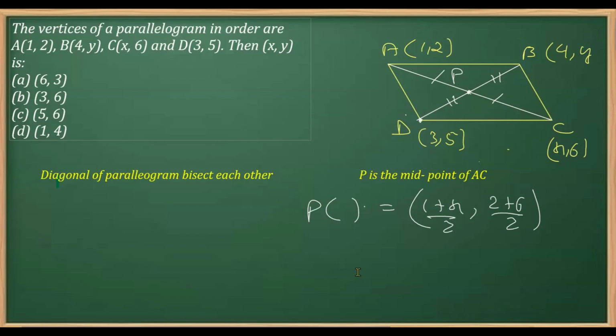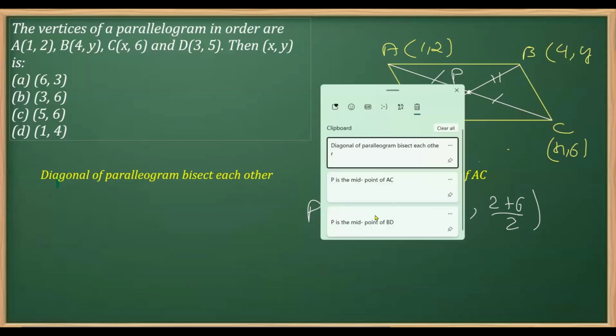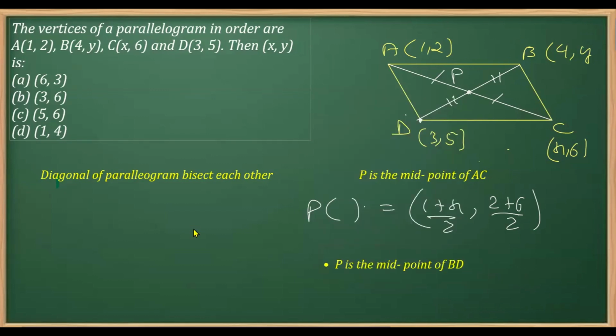Now, P is not only the midpoint of AC, P is the midpoint of BD as well, as we said that diagonals of a parallelogram bisect each other. When I take P as the midpoint of BD, applying the section formula, the x coordinate is (x1 plus x2) over 2, that is (3 plus 4) over 2, and its y coordinate is going to be (5 plus y) over 2.